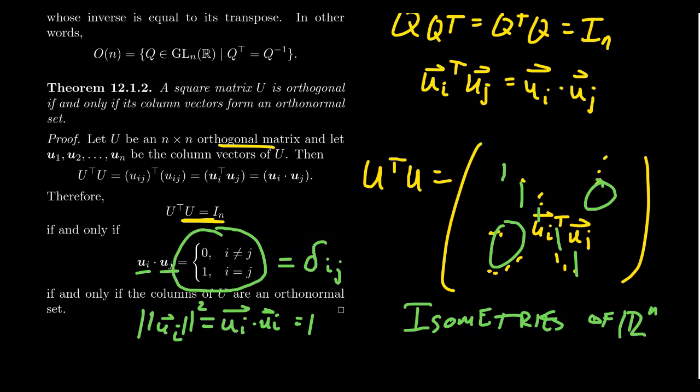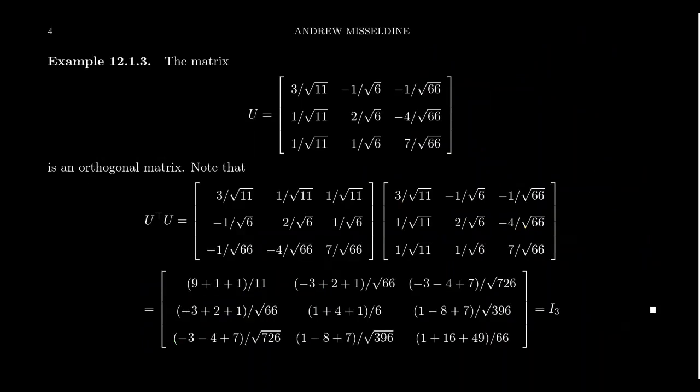Isometry, this word here, means same measure. So distances between points don't move when you act by an orthogonal matrix. Angles don't move. Dot products don't change when you multiply by an orthogonal matrix. And it's this group of symmetries. We'll talk more about this in the next lecture, why we care so much about the orthogonal group.